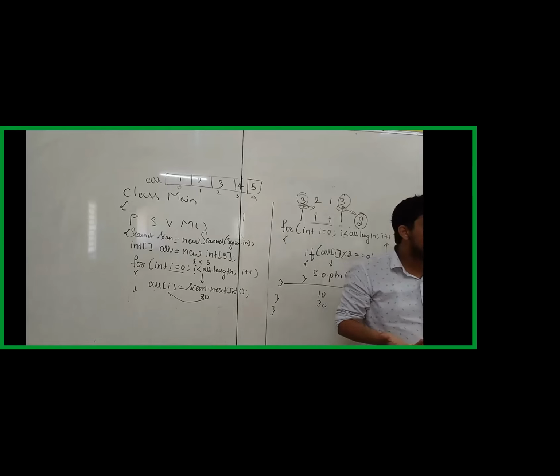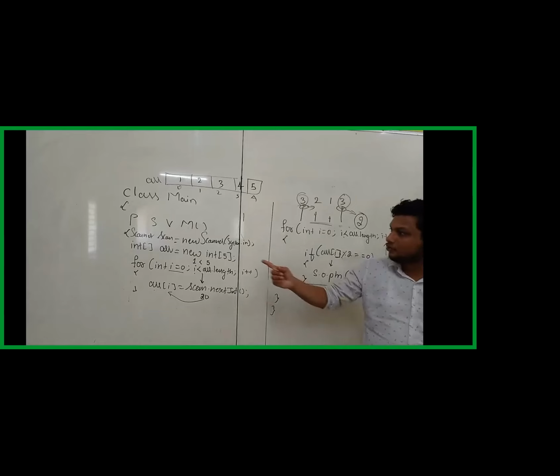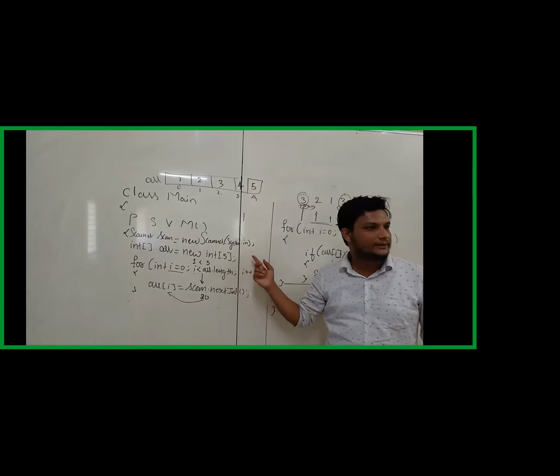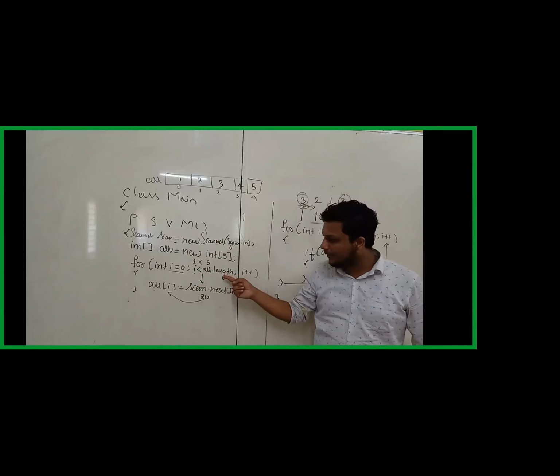Array size should be 4, depending on the age of the candle. So we collect the age and pass that variable here, and that much size array will be created. And what will happen next?